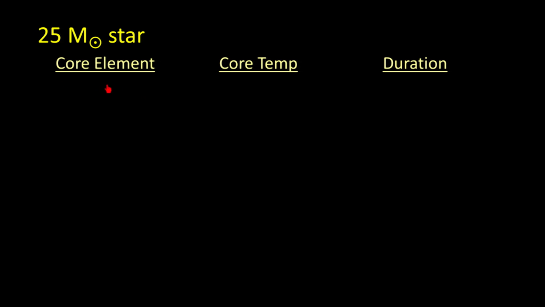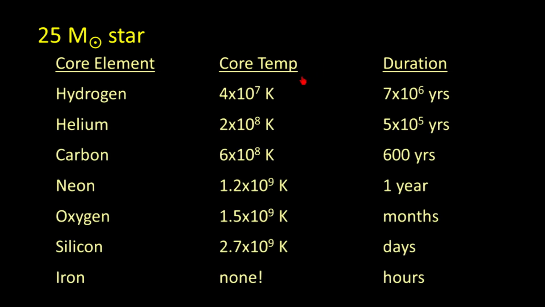Before I do though, the first column is the element that is fusing at the core. The second column is the temperature of the core. And then the third column says duration, and what that means is it's the period of time that the element at the core is fusing. So let me populate it with the numbers here, and we're going to walk through them. The numbers are big numbers, and in science we tend to write big numbers using what's called scientific notation. So I'm going to verbally tell you the numbers that are shown in a shorthand way on the screen here.